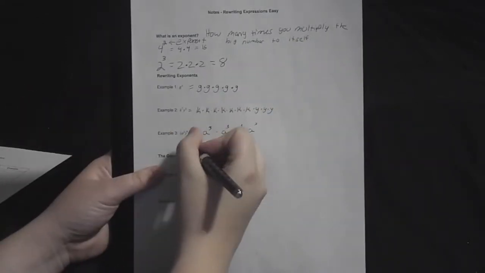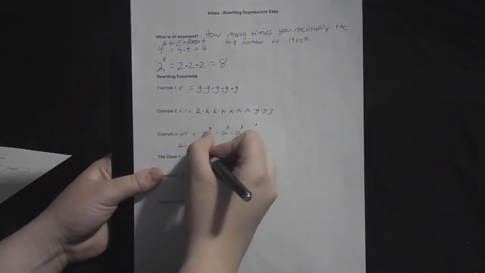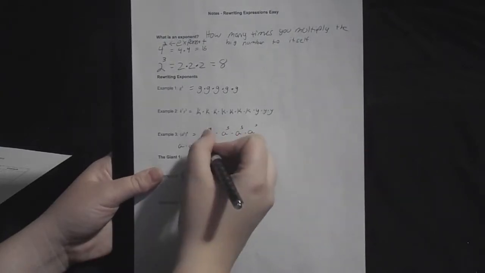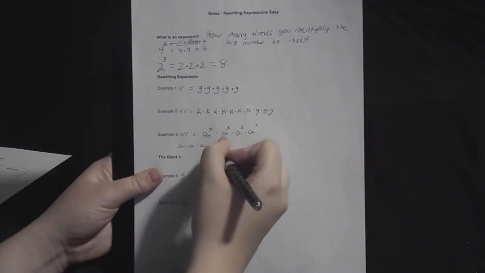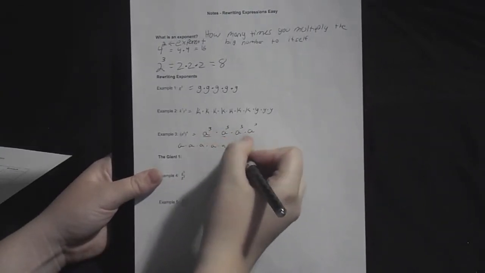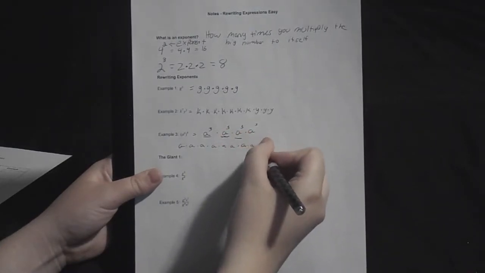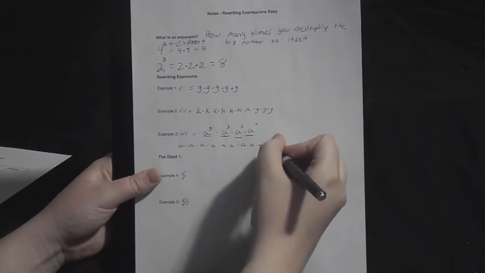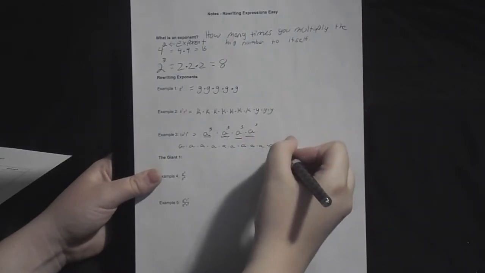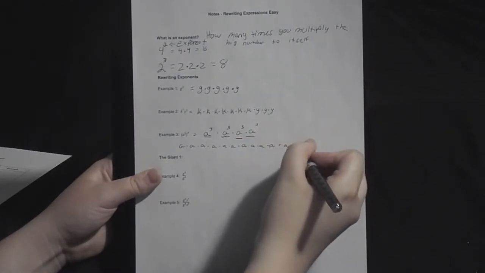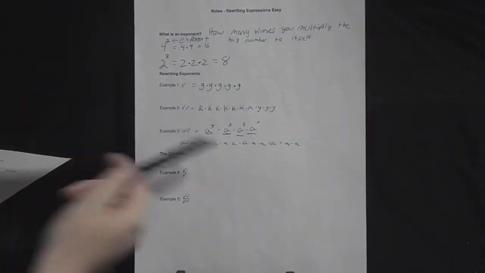So this first one means a times a times a. That's that one. The second one is also times a times a times a. And the third one is times a times a times a. And then I have my fourth one times a times a times a. So that's how you do this one in the long way, with everything being multiplied out.